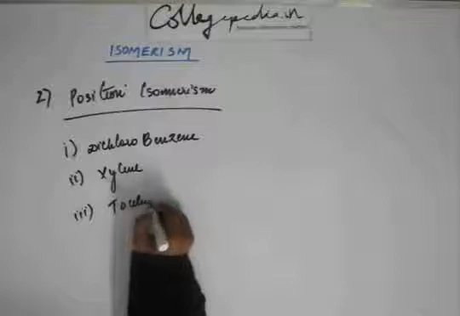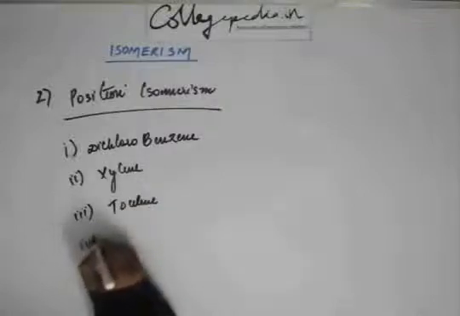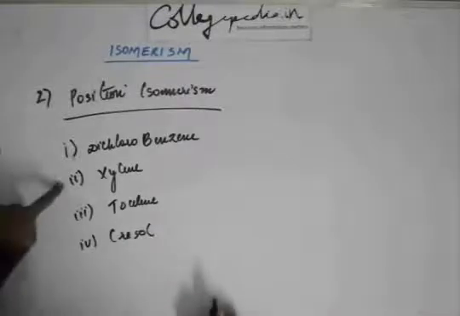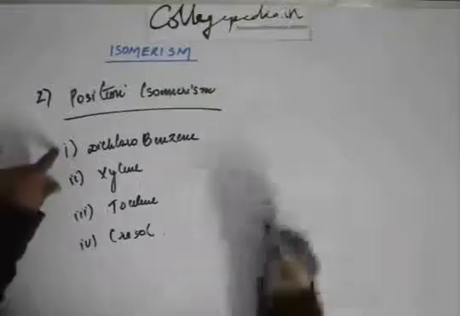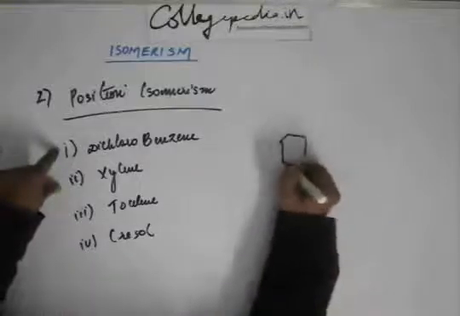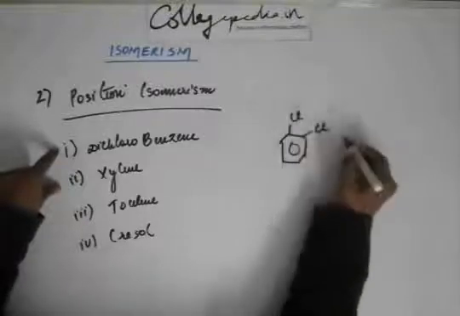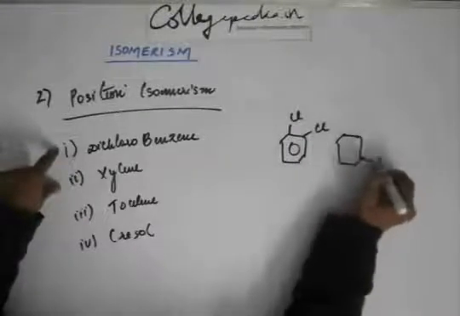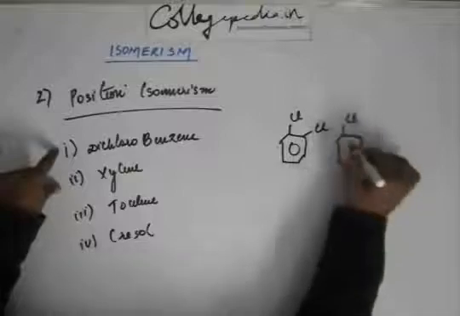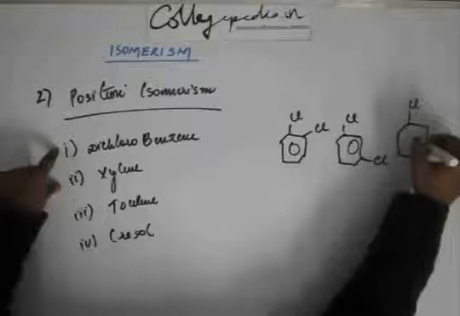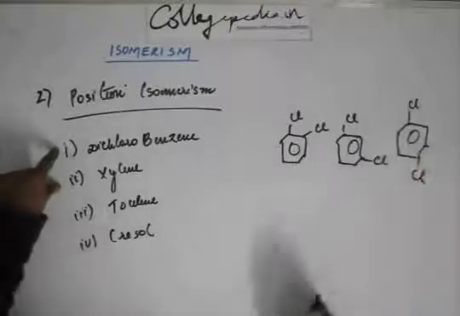Toluene. Now toluene, I don't know, you may be knowing, you may not be knowing. Cresol, you may be knowing, you may not be knowing. Xylene you got to know because I have told you already. And dichlorobenzene will not be a problem for you. You have a benzene and you have 2 chlorine on this. It could be at ortho position with respect to each other, it could be at meta position, it could be at para position. So of course it's going to have positional isomerism.